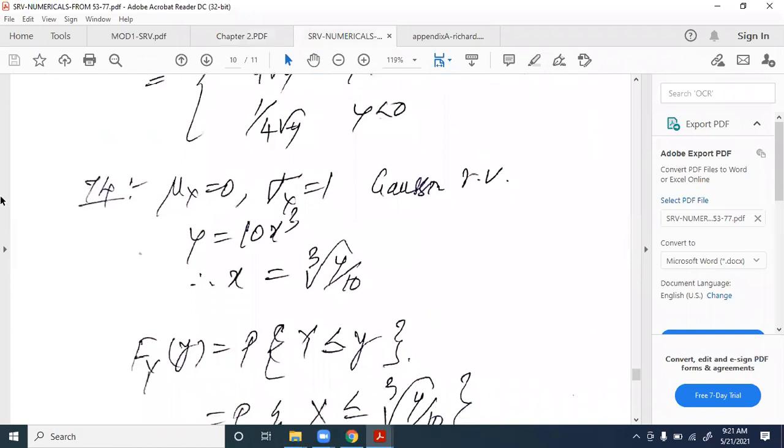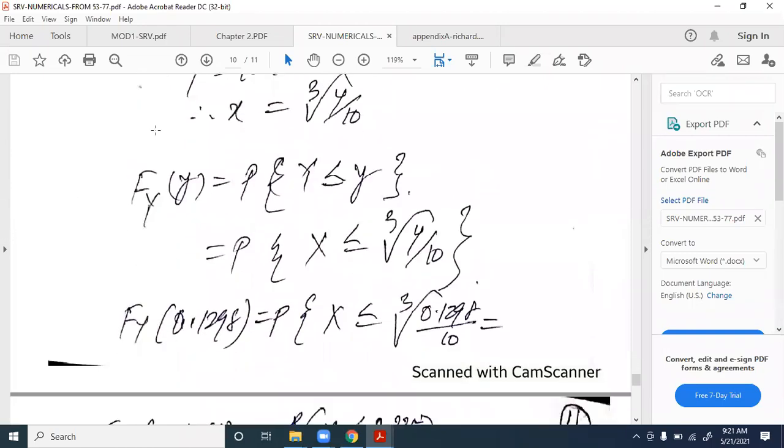And we need to consider the mu x. This is all given to us: mu x equal to 0, sigma x equal to 1, Gaussian random variable, and y equal to 10x cubed. So if y is equal to 10x cubed, then you can take this 10 over here, then y by 10 is equal to x cubed, or x cubed is equal to y by 10, and x will be equal to the cube root of y by 10. So x will be equal to the cube root of y by 10.